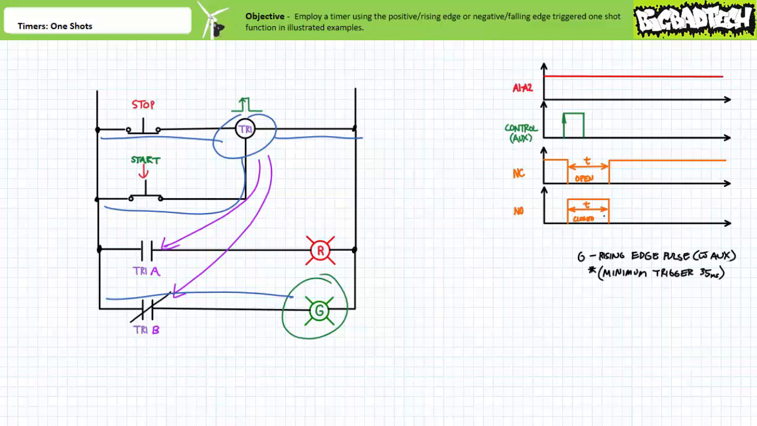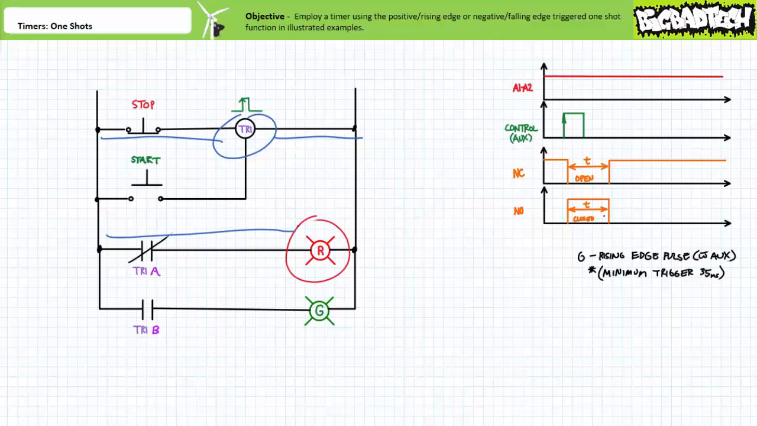Given the positive edge has already initiated the one-shot, an operator can release or continue to hold start closed. It really doesn't matter since the one-shot has already been triggered and is already headed downrange. Let's say an operator releases start halfway in. After the one-shot delay period of 1, 2, 3, 4, 5 seconds has elapsed, these contacts return to their deactivated states. The TR1A contact recloses and the TR1B contact reopens. The red light turns on and the green light turns off. We return to the start state of our system.